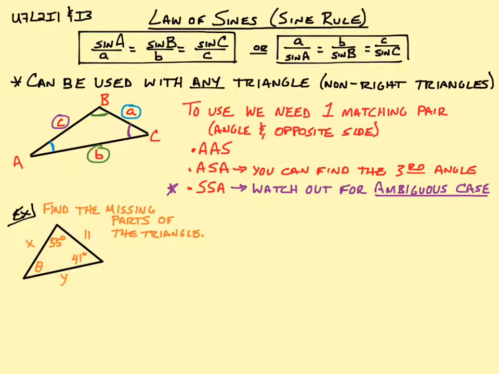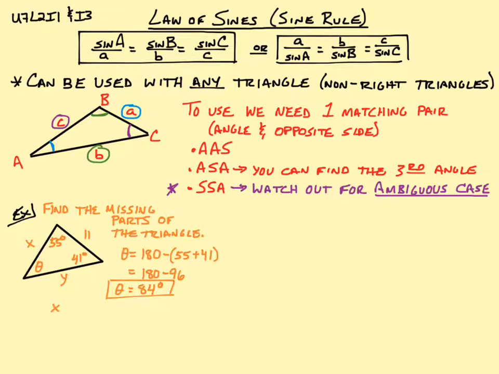Well, the missing angle theta is very easy. That's probably the easiest part of this whole thing. We can just take 180 minus our given angles, 55 and 41, and work that through to find the measurement of angle theta, which is 84 degrees. Okay, so that's our first part. Now we need to find our sides. So let's start with x.